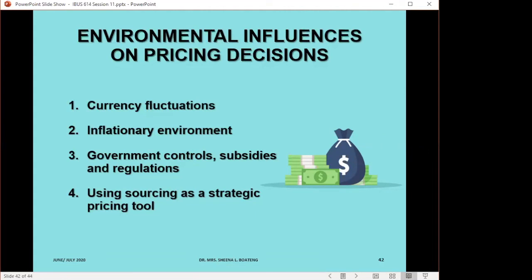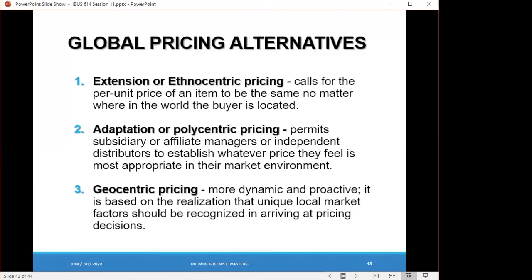So right from your choice of an entry mode, you are beginning to determine how you can price your products, how expensive you can price them, or how low you can price them, depending on what this entry mode presents to you with regards to influences for sourcing and government controls and regulations, and how you can use those to price the products that you are offering for sale in the foreign market. So now that we are aware of the environmental influences, what pricing alternatives do we have as global marketers? There are three main ones we can talk about.